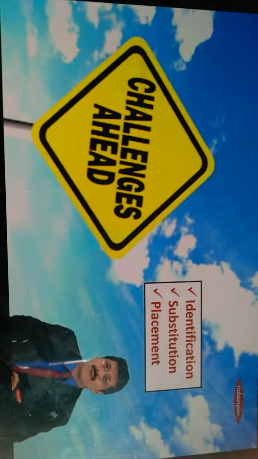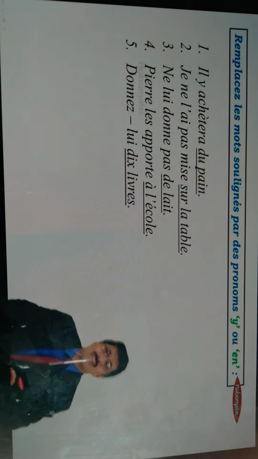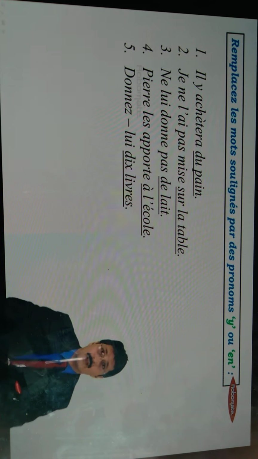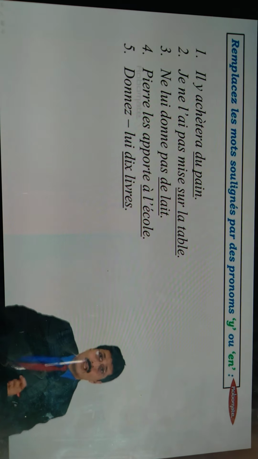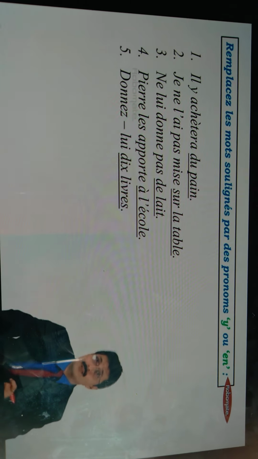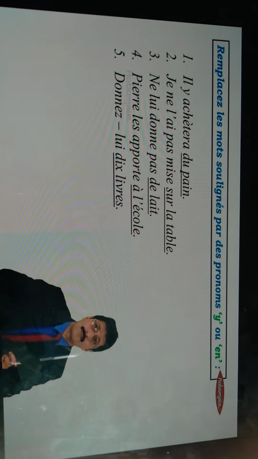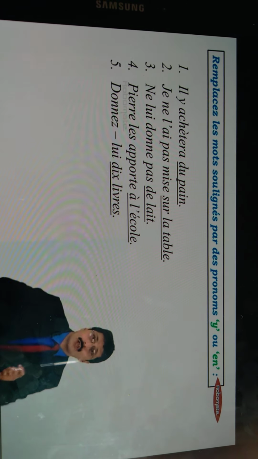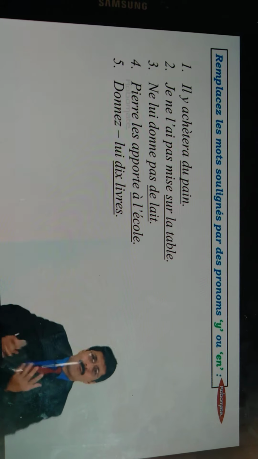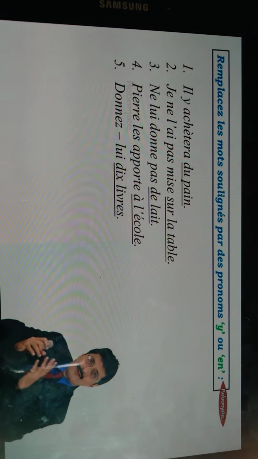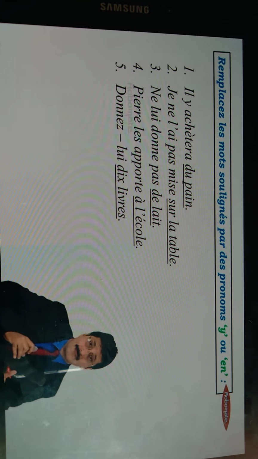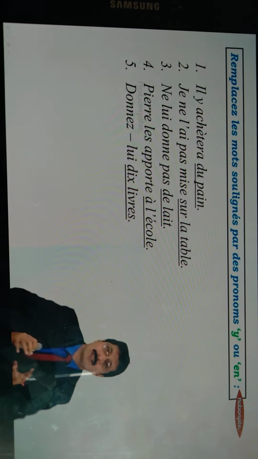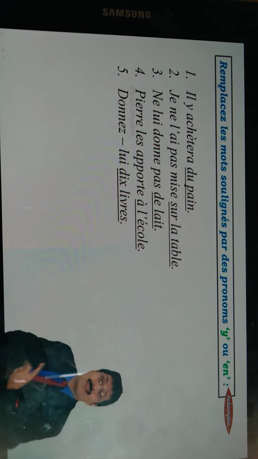What are we waiting for? Let's move on to become champions. Here are my five sentences. Il y achètera du pain. Je ne l'ai pas mise sur la table. Ne lui donne pas de lait. Pierre les apporte à l'école. Donnez-lui des livres. I have purposely taken sentences where not only are you replacing by y or en, but we also have some other pronouns, so we also check our placement rules.